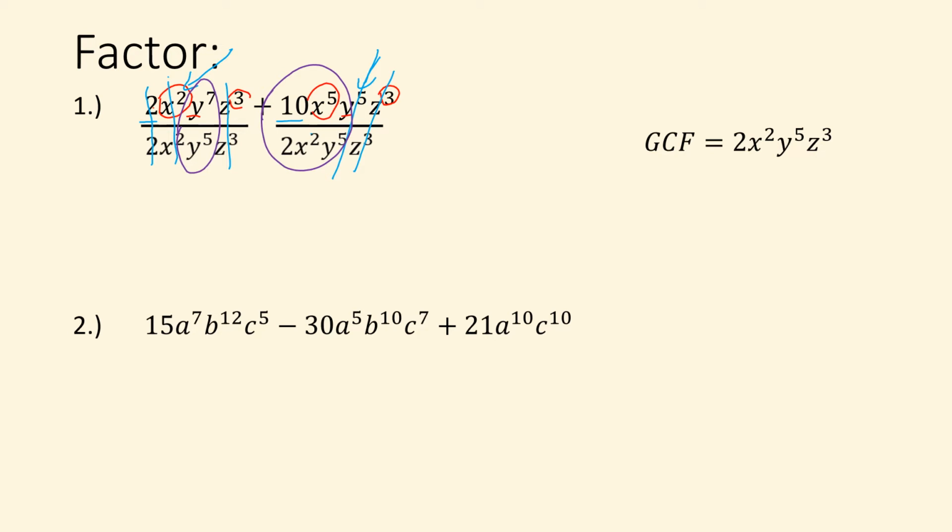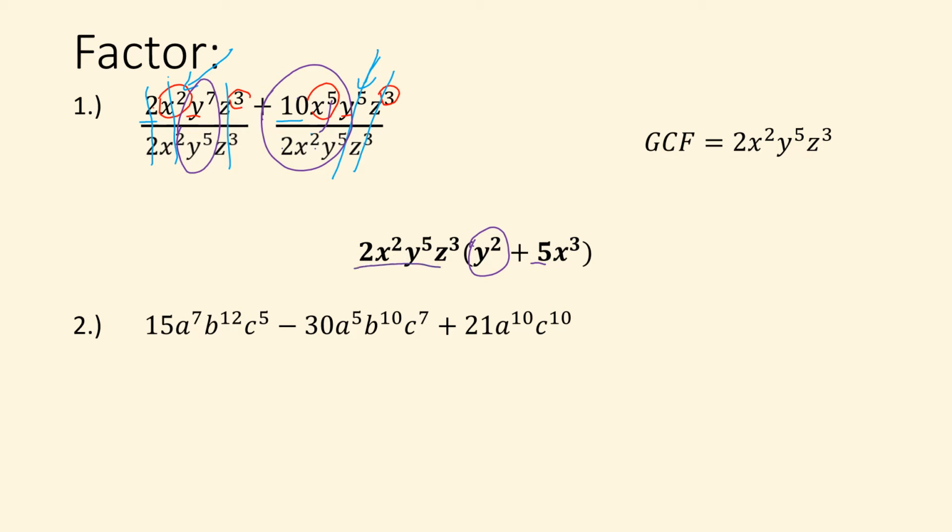Now, when we simplify this y to the 7th over y to the 5th, remember your division rules back from Algebra 1. When we're dividing exponents, we subtract those exponents, bigger minus smaller. So 7 minus 5, we get y squared left over. For this next one, 10 over 2 is going to give us this 5 here. And same thing, subtract these exponents, 5 over 2 gives us x cubed.